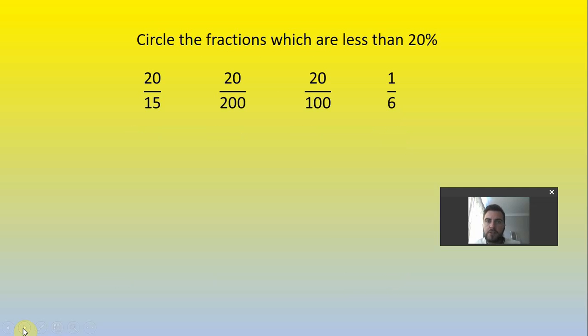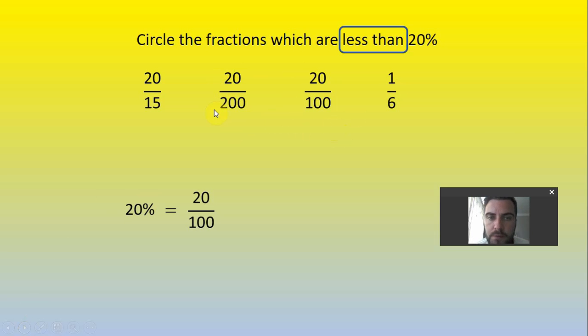Next up, circle the fractions which are less than 20%. So when we look at this, probably better off converting first to percentage. Let's have a look. So we know that 20% as a fraction is 20 hundredths. So based on that, we look at less than. So which of those is less than 20%? So 20 hundredths we know is 20%.